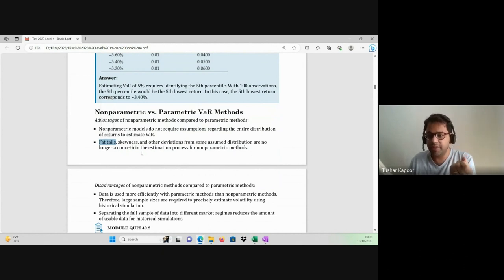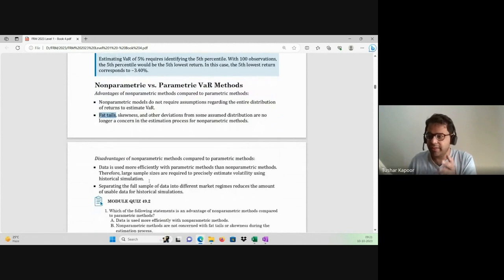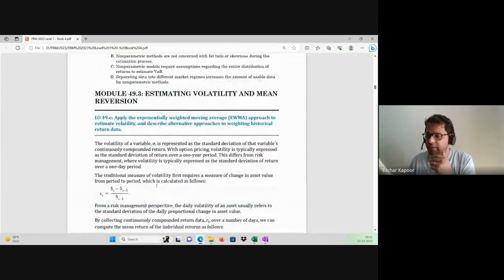All three things might appear because you're simply using the historical data. The disadvantages of a historical data or a non-parametric approach is data is used more efficiently. It is more realistic in nature than being considered that this is ideally how the world works. And separating a full sample into different market regimes also reduces the amount of unstable data. So these are some of the advantages and disadvantages associated with parametric and non-parametric method.